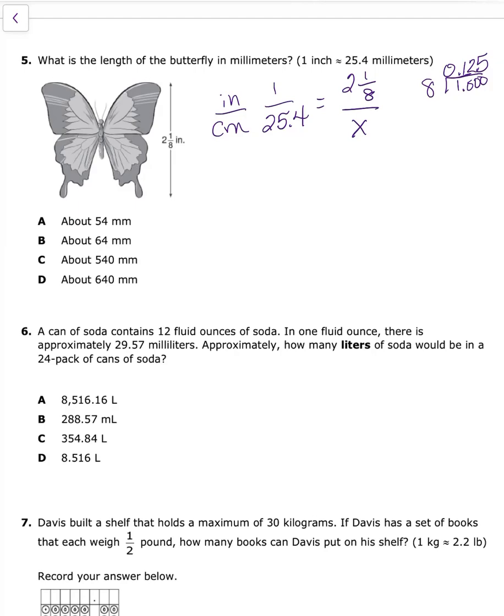So this will be equal to 2 and 125 thousandths. So when we cross multiply, that will be x equals 2 and 125 thousandths times 25 and 4/10. Okay, so this is going to be a lot of multiplying.